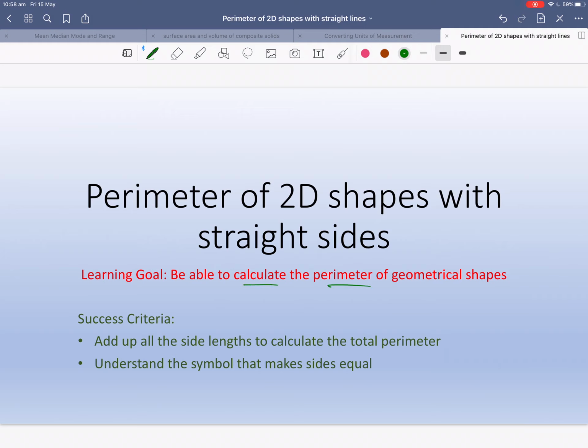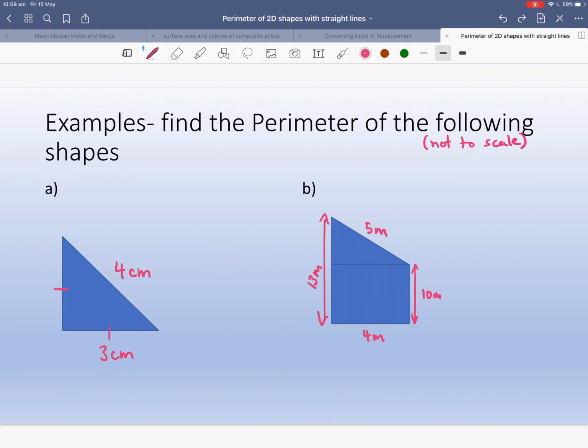Be able to calculate the perimeter of geometrical shapes. And here's the success criteria. We're going to add up all the sides to calculate the total perimeter. So often I go, perimeter starts with P and it means plus, because we're going to add everything together. Understand the symbol that makes sides equal. So we're going to talk about that real soon. So make sure you write this down, learning goal and the success criteria, so then you can tick off what you know. Hopefully we can by the end of the lesson.